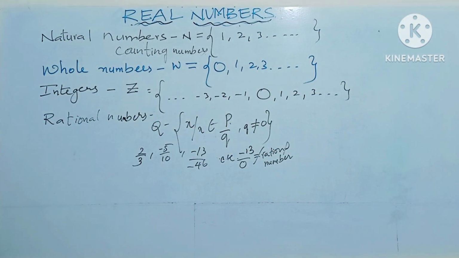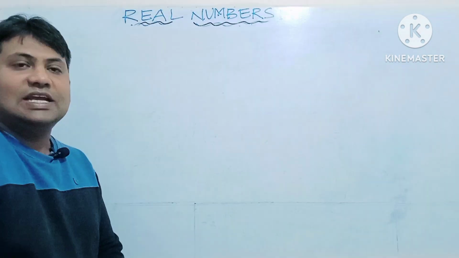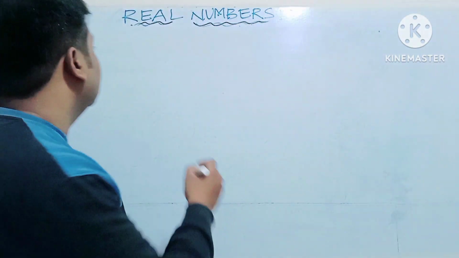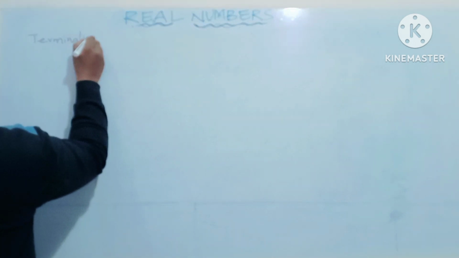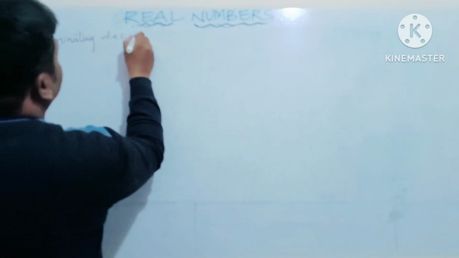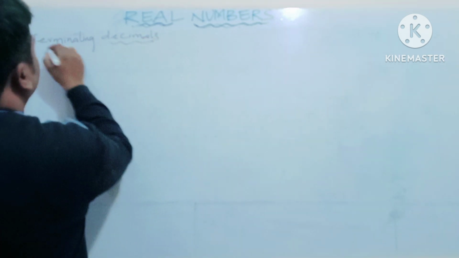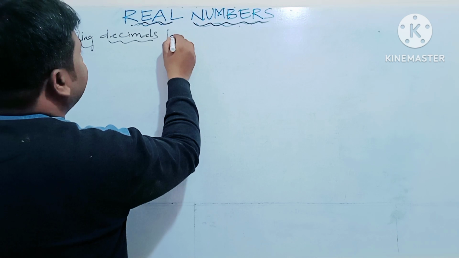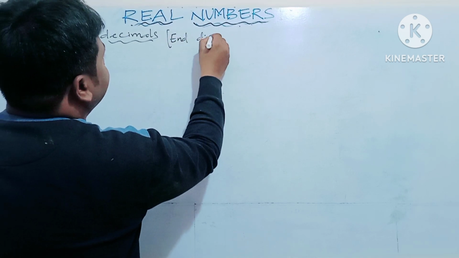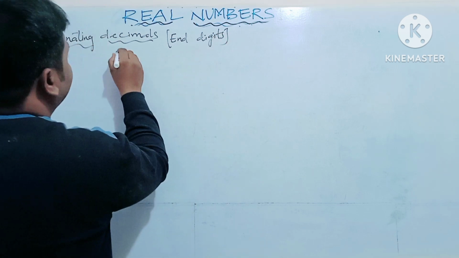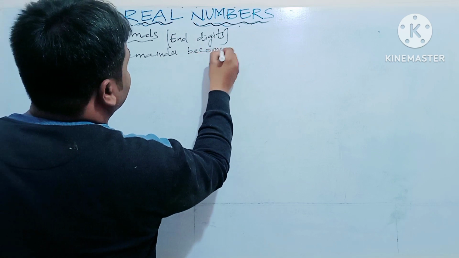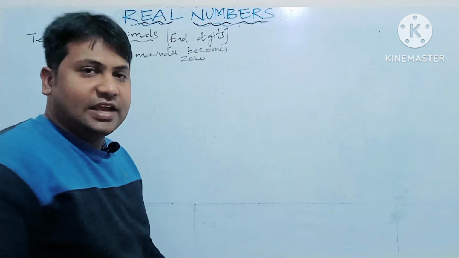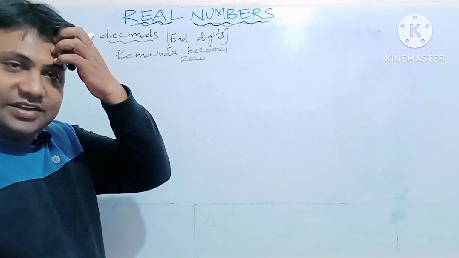Please make a note. First let me write about terminating decimals. Terminating decimals mean they have end digits, or we can say the remainder becomes 0.